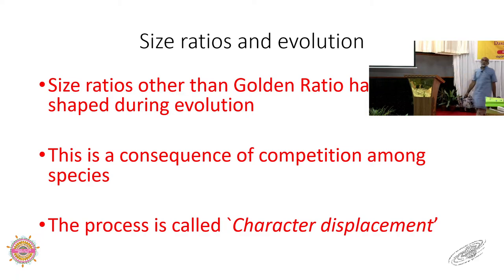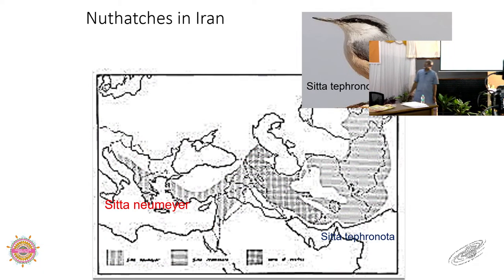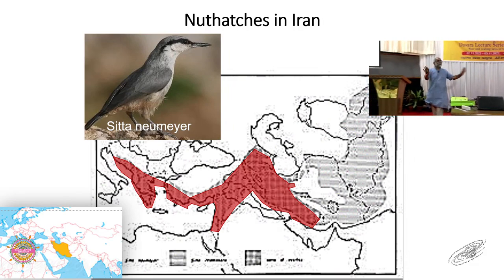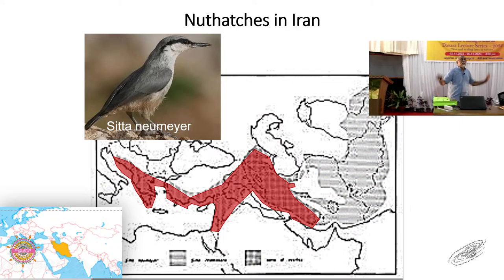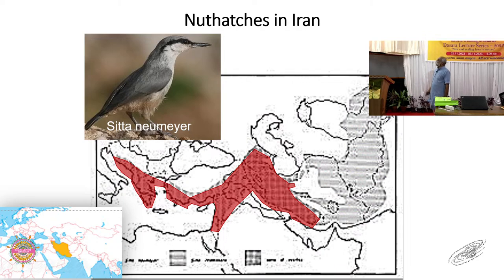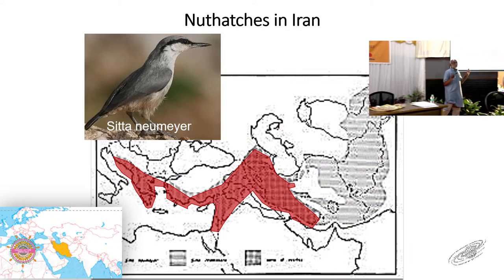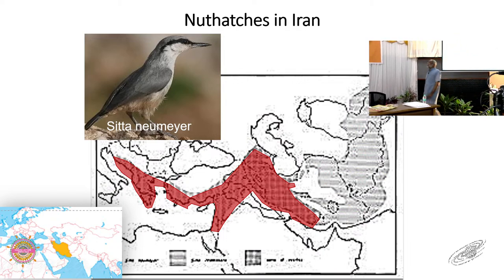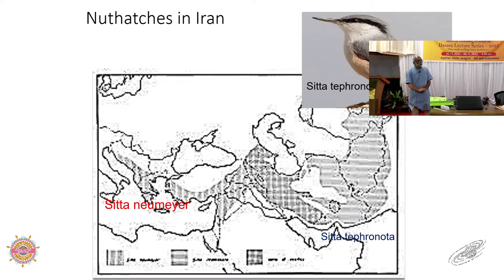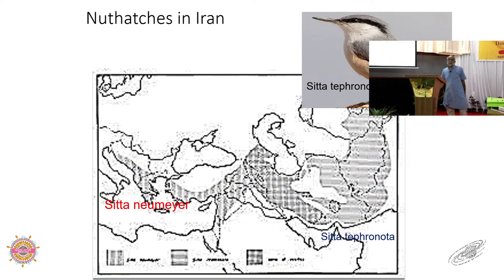The example I would like to now show you is from these nut catchers in Iran. There are two species of nut catchers. One is Sitta neumayer, don't bother, simply call it SN. And actually this SN occurs in this area in Iran. The area that I marked here is the place where it occurs, okay? There is another species, again a nut catcher, whose name is Sitta tephronota, don't bother, it is ST. The first one is SN, and it occurs in this area.